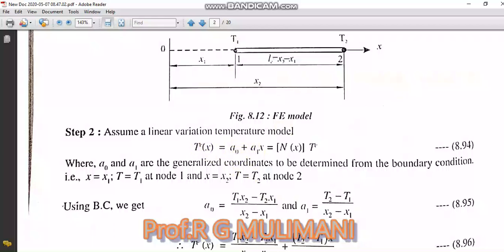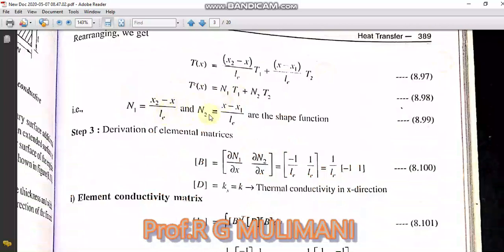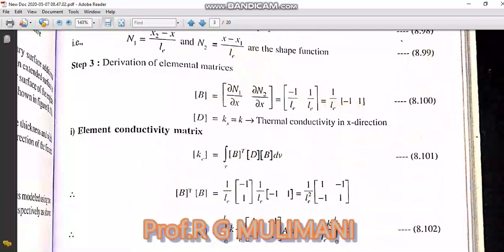Then you find the coefficients of T1 and T2. Those are shape functions N1 and N2. We have done it many times for many types of elements. So the shape functions are N1 equal to (x2 minus x) by le, N2 is (x minus x1) by le. These are the shape functions. Similarly, the element strain displacement matrix is also derived for many elements. It is 1 by le [minus 1, 1].